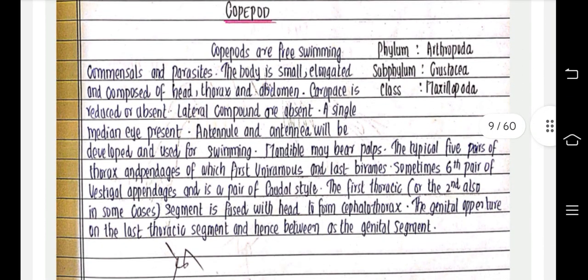Copepods are free-swimming commensals and parasites. The body is small, elongated, and composed of head, thorax, and abdomen. Carapace is reduced or absent. Lateral compound eyes are absent. A single median eye is present.